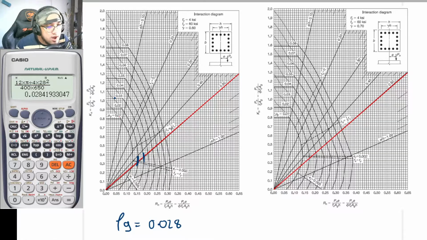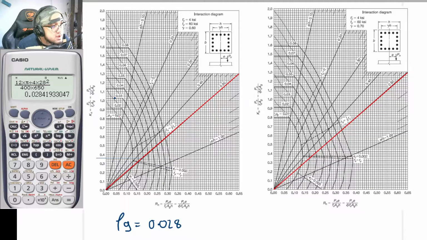So, let me repeat. One limitation is that we approximate in this graphical method. So, I am assuming that my 0.08 is to be located here. Let me remove that. I am assuming that my 0.08 is to be located here.